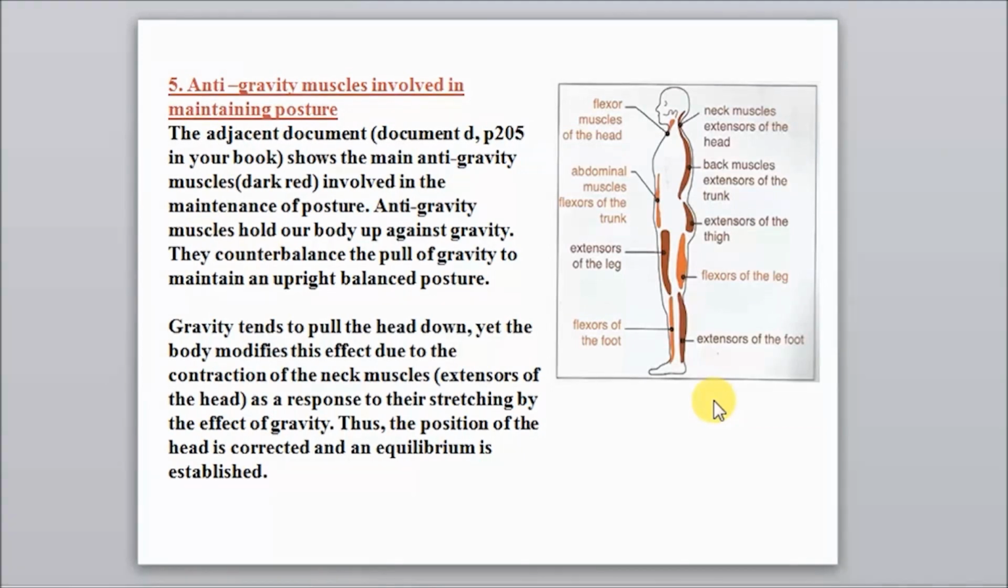Now, what are anti-gravity muscles? What is the role of anti-gravity muscles? Actually, anti-gravity muscles hold our body up against gravity. They counterbalance the pull of gravity to maintain an upright, balanced posture.